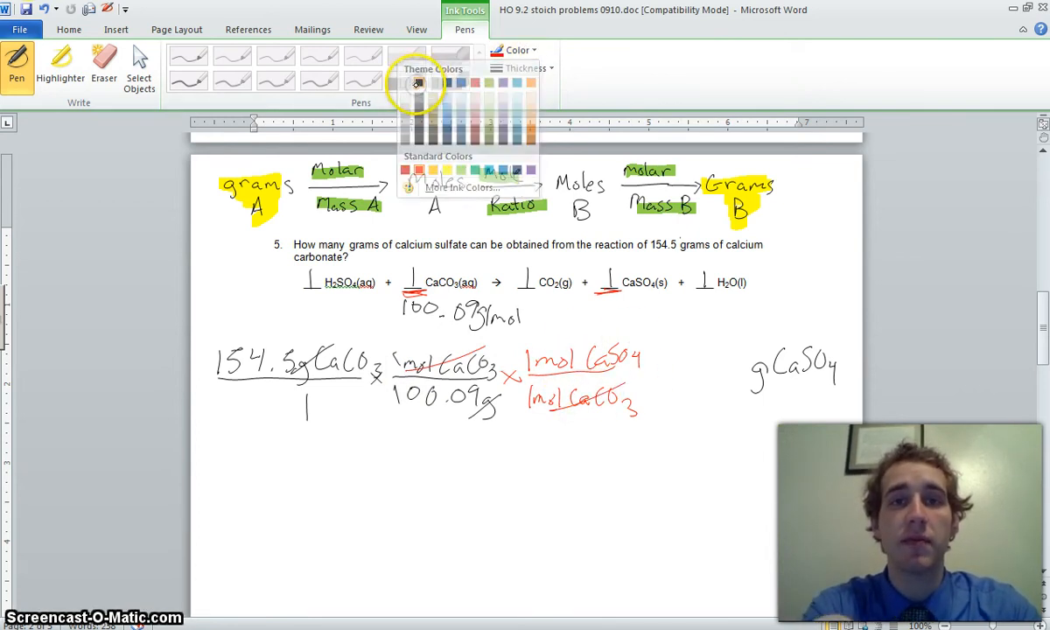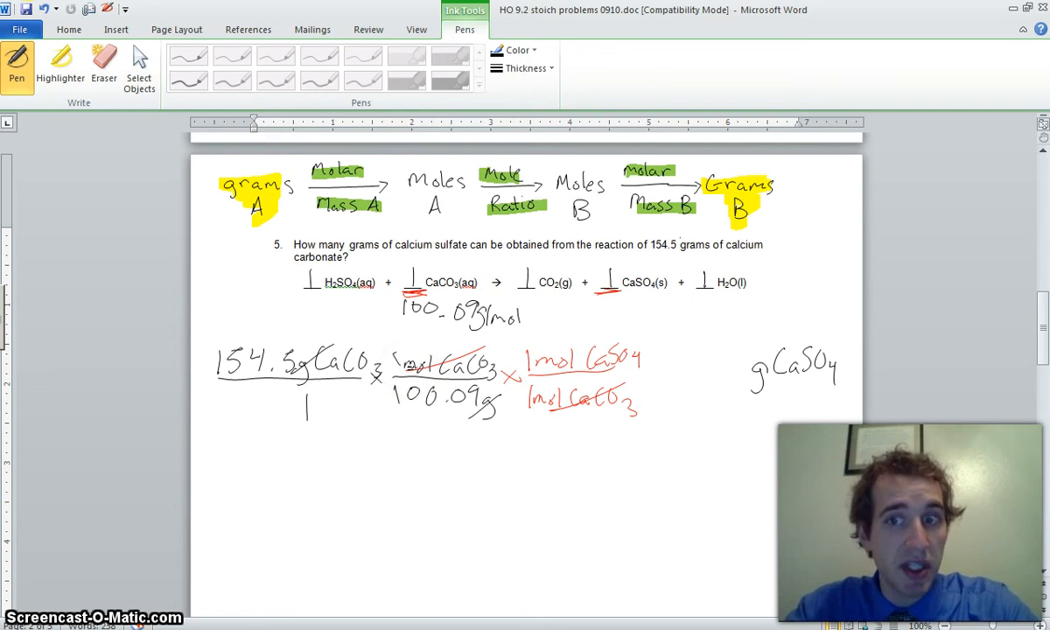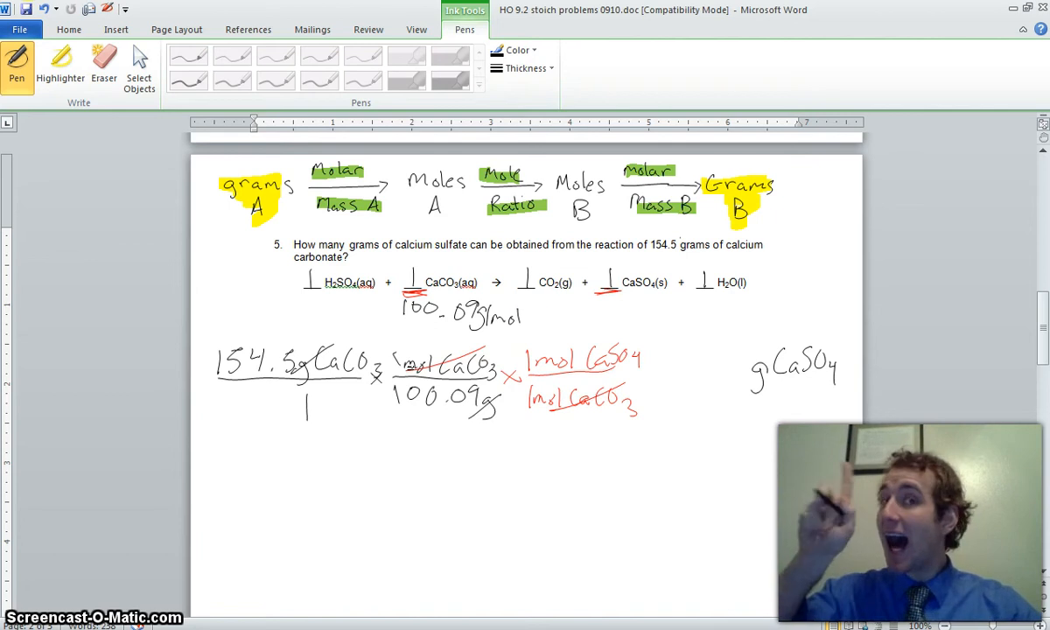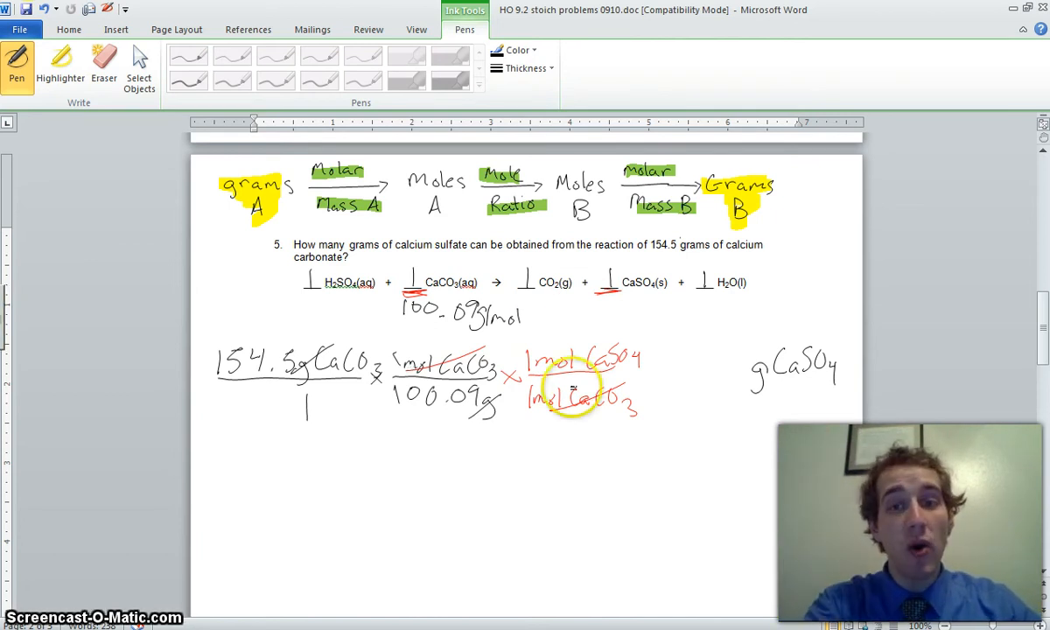Now I know what you're thinking. You're thinking, Mr. Jorgensen's being stupid again. That's a 1-to-1 ratio. That's not going to change anything mathematically. En contraire. It is going to change things because we've changed the units. Not only have we changed the units, but the ratio will not always be a 1-to-1. You always have to have that mole ratio step in there, even if it is a 1-to-1. You gotta show me that step. Show me your work, show me what you're thinking.